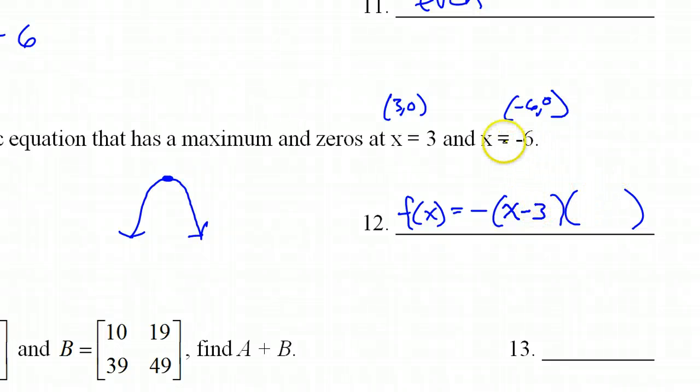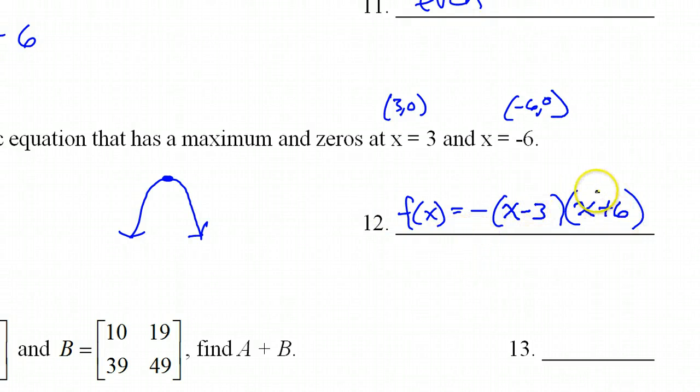And we could have gotten this zero of negative 6 from a factor of x plus 6. So if we have this function, then there you go. This would be an equation that would have a maximum because it's upside down, and it would have zeros at 3 and negative 6, because if I set these equal to 0 and solved, I would get 3 and negative 6. So boom, there's the answer.